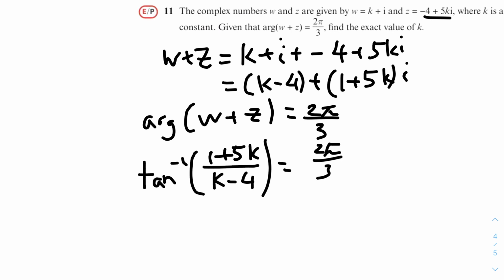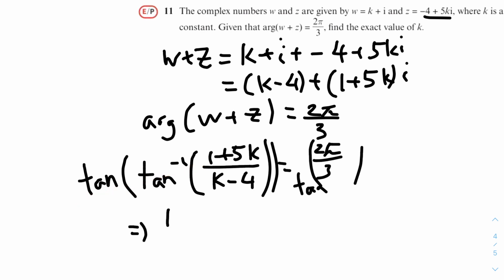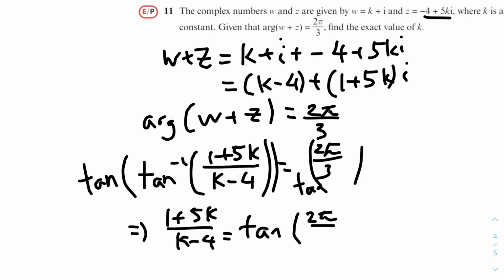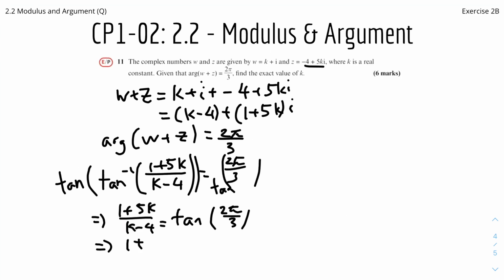And from here, we have to just get rid of this tan inverse, right? So what we can do is put tan on both sides. So we can just do tan of this right here and tan of this right here. Because from here, tan and tan inverse cancel out. Therefore, it will just be 1 plus 5k over k minus 4 equals tan 2 pi over 3.